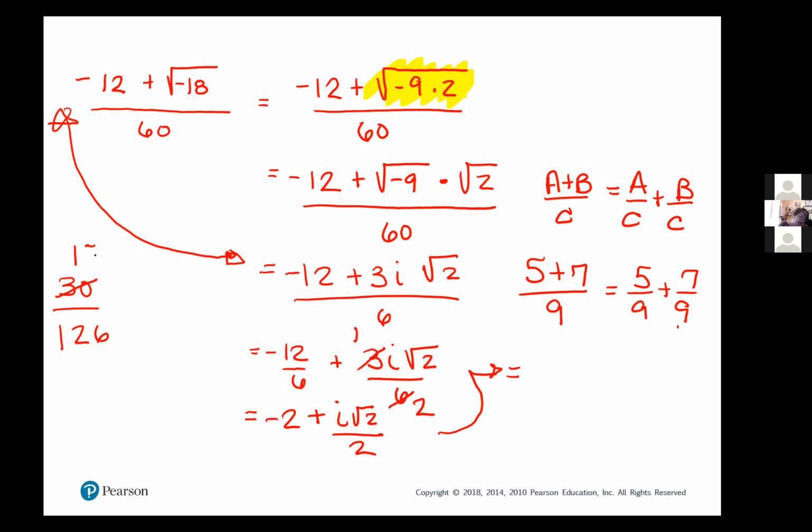When I cancel a 2, I get 15 here. When I cancel a 2 there, what do I get? 63? Is 126 divided by 2, 63? I think so. So it's 15 over 63. But 15 and 63 also have a common factor of 3. So I can divide 15 by 3, and I can divide 63 by 3, and is that 21? So 30 over 126 and 5 over 21 are the same fraction. I just simplified by canceling common factors.